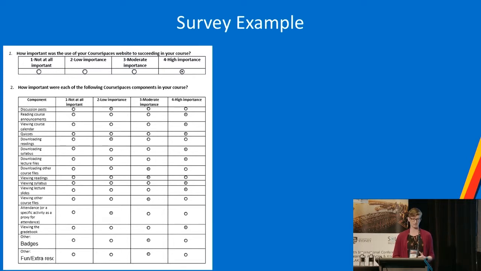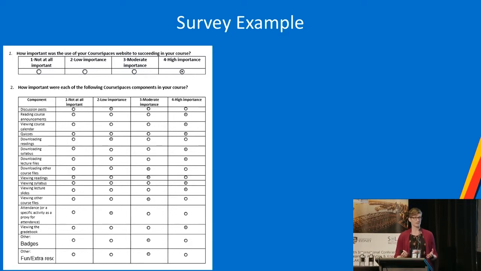And these components were what we found in the lit review that had previously been found as important and from our previous research. So, for example, you have discussion posts, reading course announcements, downloading the syllabus, viewing readings, viewing syllabus, and then we left some blanks for other that the professor could fill in what they were using in their course.